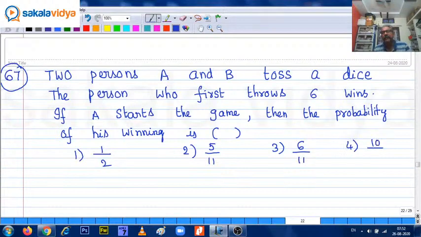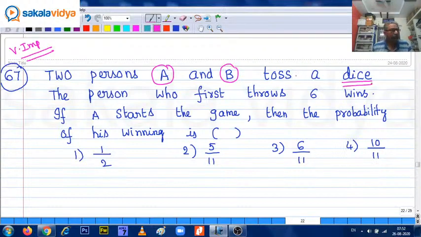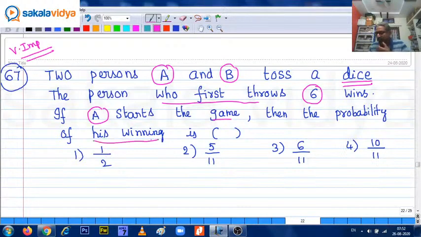This is actually an IIT question itself, but it's a very important question. Need to concentrate. Now the two persons A and B toss or roll a dice, whatever it may be. Whoever first throws 6 will be declared the winner of the game. If A starts the game, then what is the probability of his winning? That we need to find out.